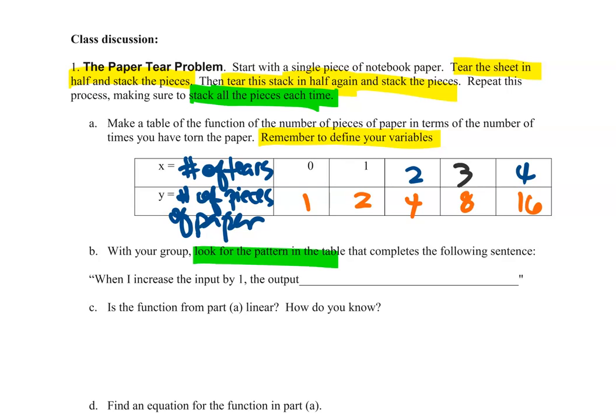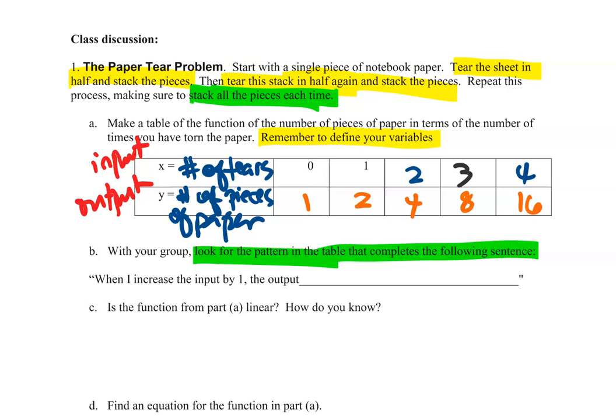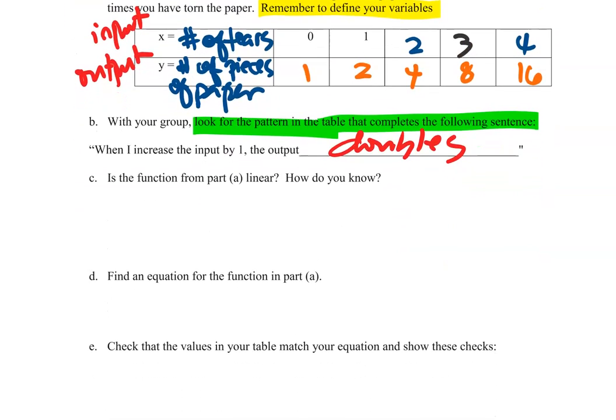So look for the pattern in the table that completes the following sentence. When I increase the input by 1, so this is the input, the x values 0, 1, 2, 3, 4, what happens to the output? Meaning the y values, so this is your output: 1, 2, 4, 8, 16. Yes, it doubles every time. That is correct. Now the big question: is the function from part A linear? And how do you know?